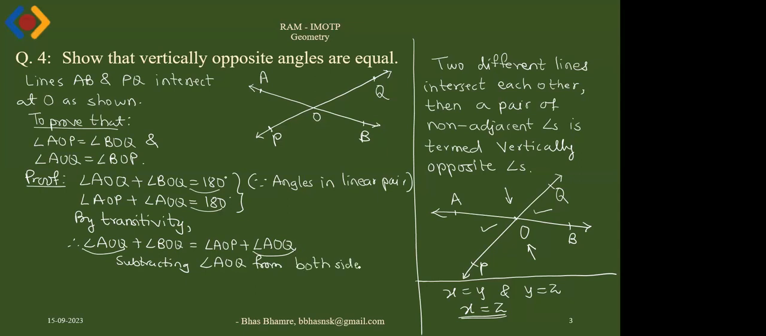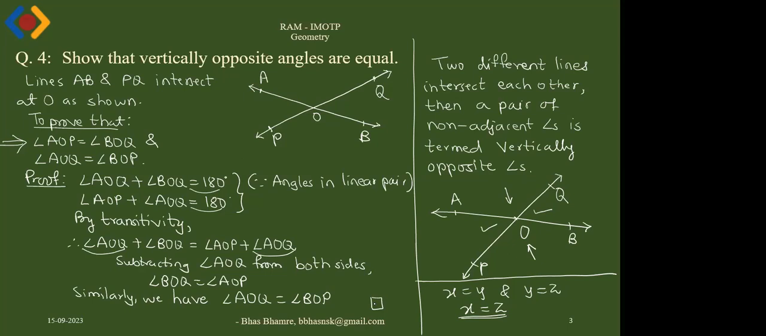When we subtract these, angle AOQ, I will write the direct result. We get angle BOQ is equal to angle AOP. So what is our first part? AOP is equal to BOQ. Those two angles are equal. We proved that, and then we needed to write, similarly, we have angle AOQ is equal to angle BOP. It completes the proof.